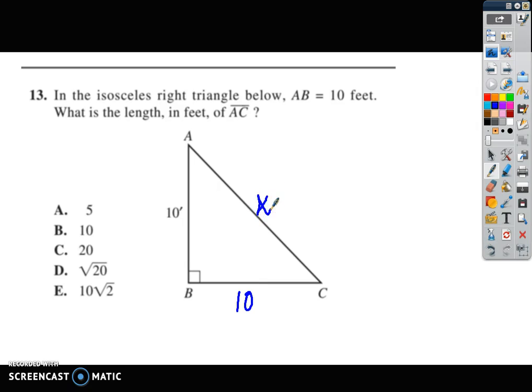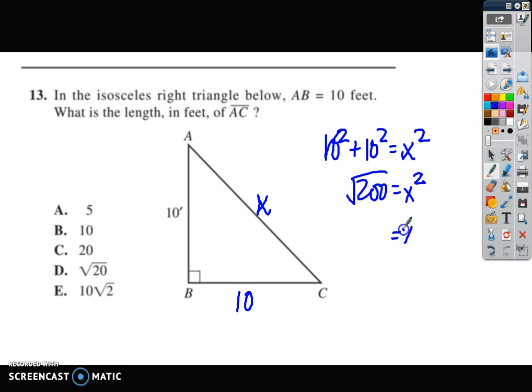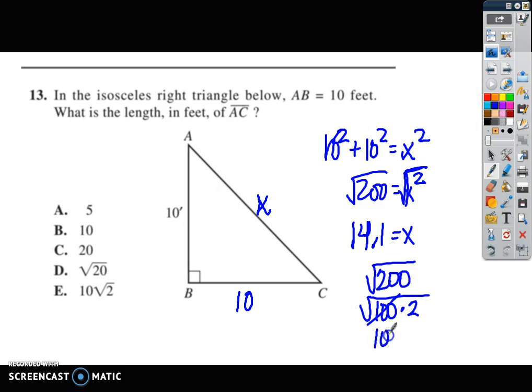So you could do Pythagorean theorem. You could do 10 squared plus 10 squared equals x squared. And when you do that, you'll have 200 equals x squared. And you take the square root, because the opposite of squaring is square rooting. And if you do that in your calculator, you're going to get a decimal, about 14.1. But if you look at your answer choices, it doesn't have any decimals. So the other way would be to break down the square root of 200, or you could just compare the answer choices in your calculator. You'll break that down into the perfect square of 100 times 2, because 100 times 2 is 200, and the square root of 100 is 10. So that's 10 square root of 2. So E is the answer.